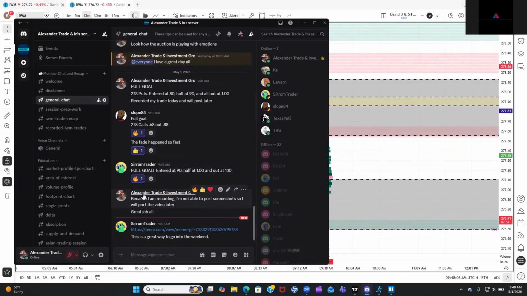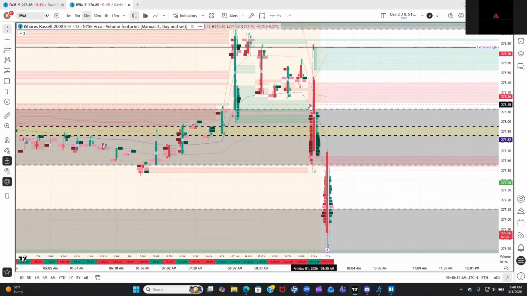My Discord members, I got a couple that caught the fade. Then I got one that caught the buy up. And I bet you it was from here because we did see a nice little auction push from that area, because the London session was doing the same thing.